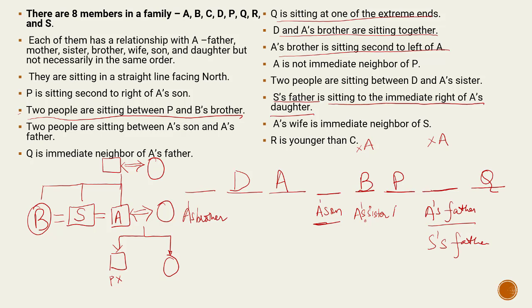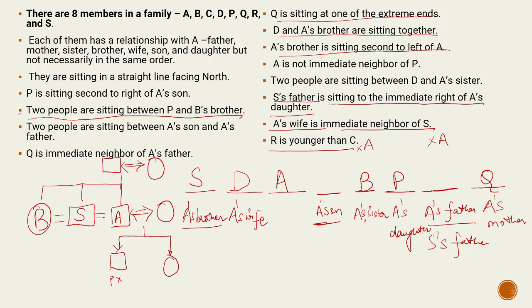So this position should go to A's daughter. And where would be S? A's brother. I'm assuming S to be A's brother. A's wife is an immediate neighbor of S. So D should be A's wife, and Q should be A's mother. So that's the only relationship left.